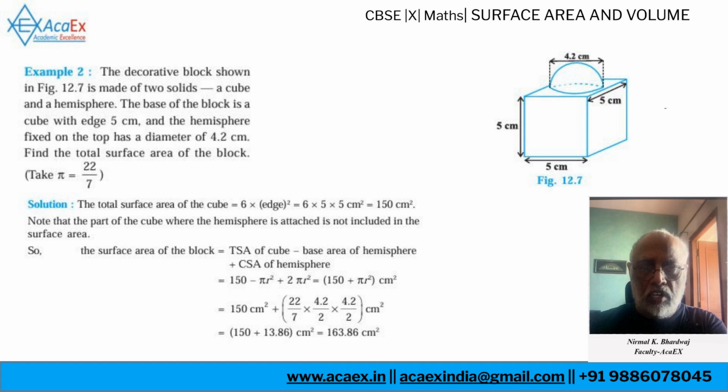The formula is total surface area of the cube minus the base area of the hemisphere plus the curved surface area of the hemisphere. This simplifies to total surface area of the cube plus pi times r squared. The surface area of the cube is 6 times edge squared, which is 6 times 5 times 5, equaling 150 square centimeters. So, the total surface area of the block is 150 plus 22 divided by 7 times 4.2 divided by 2 times 4.2 divided by 2. This comes out to 150 plus 13.86 for a final total surface area of 163.86 square centimeters.